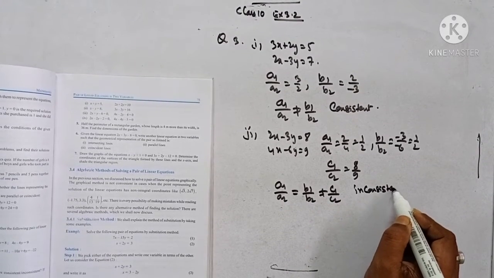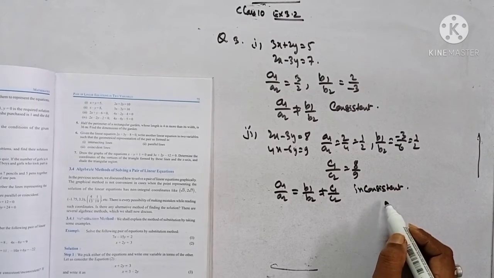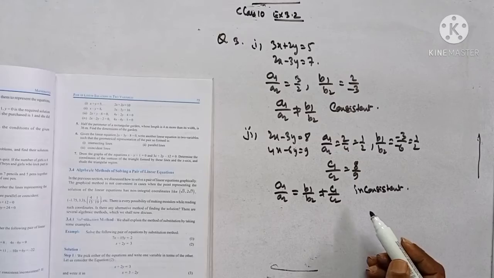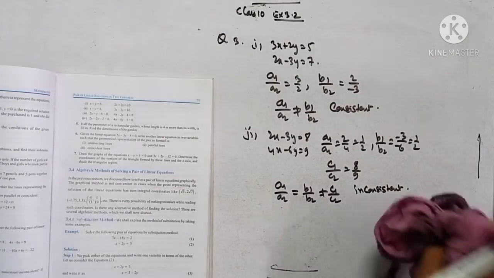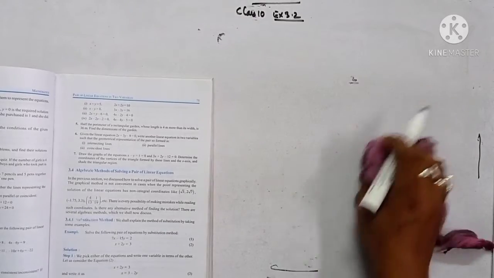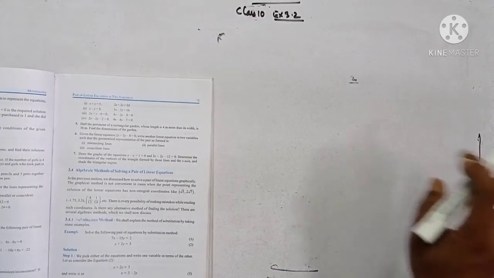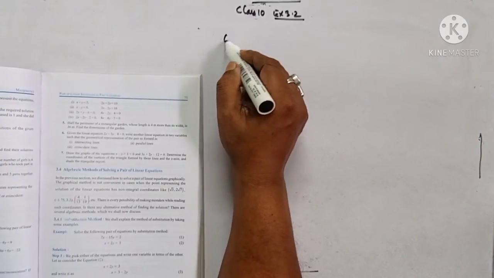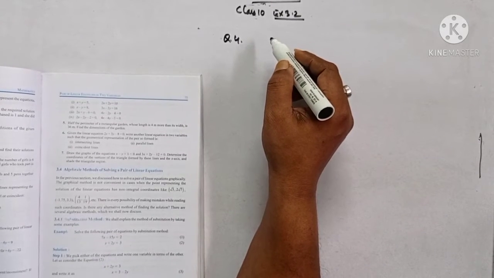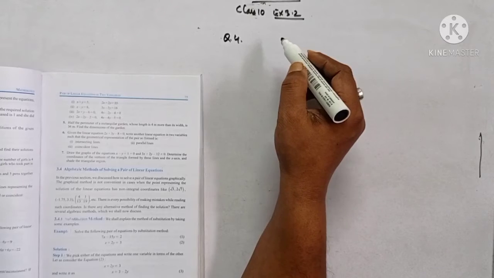They are parallel lines, so they are inconsistent. So similarly you can find the other questions. Now I am going to question number 4. Question number 4, which of the following are consistent, and if consistent, obtain the solution graphically.